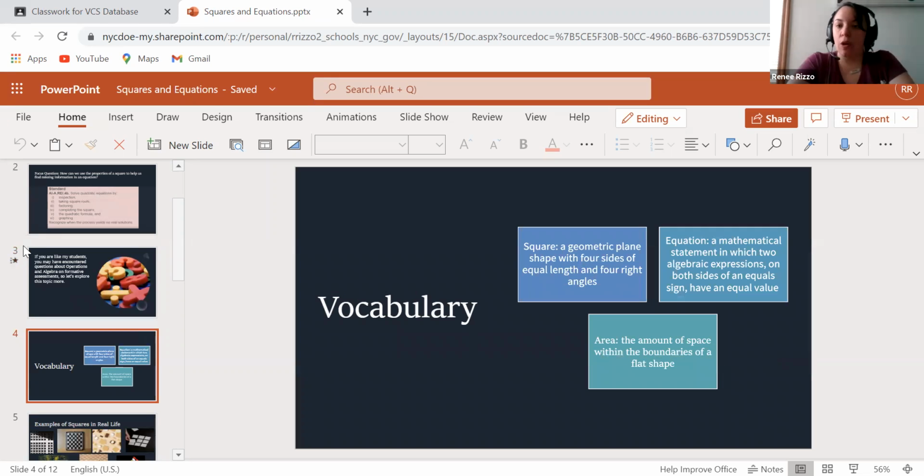Vocabulary that you need to know for this lesson. A square is a geometric plane shape with four sides of equal length and four right angles. An equation is a mathematical statement in which two algebraic expressions on both sides of an equal sign have an equal value. Area: the amount of space within the boundaries of a flat shape.